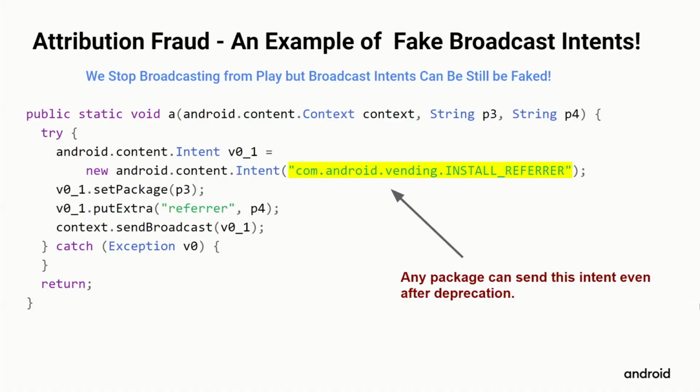So this is just some generic pseudocode, right? We have this method A here, and this is generally going to be inside of some code that received the package added intent that I had mentioned before. So the receiver receives that your package has been added, and they say, great, this is a package that we promote and we can get paid for, so we're going to pretend that we're the Play Store here. This is this broadcast intent that says Android vending install refer. The Play Store is not actually broadcasting this anymore. We deprecated this, but anyone can make this intent. There's nothing stopping you from declaring it.